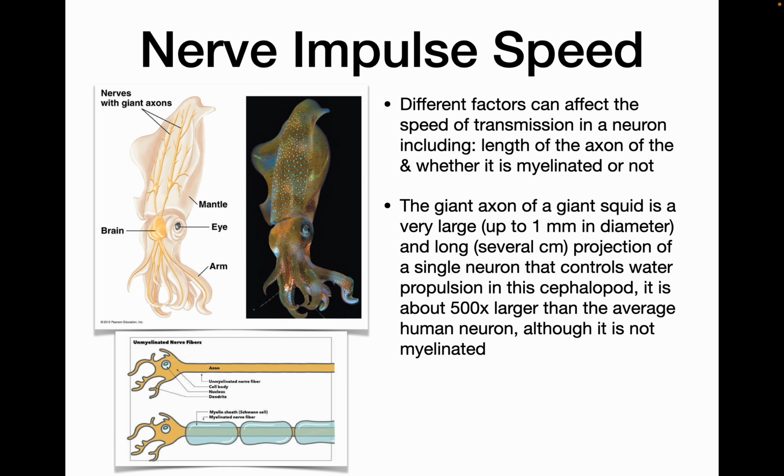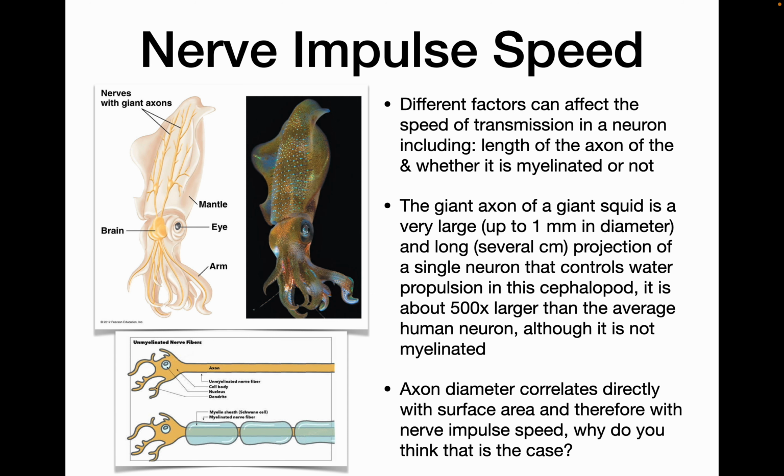It's up to 1 millimeter in diameter, which is really, really wide for a neuron, for a cell in general, and several centimeters long. So the projections of this one neuron allow the cephalopod, or the giant squid, to control its legs for propulsion, its water jet, all this kind of stuff. If you were here in 10th grade, you just said a squid, you've seen water jets and all those different structures. This is about 500 times bigger than the average human neuron. So its increased size is going to allow it to be faster at propagating a nervous signal. This is really important for squid, especially because it is not myelinated.